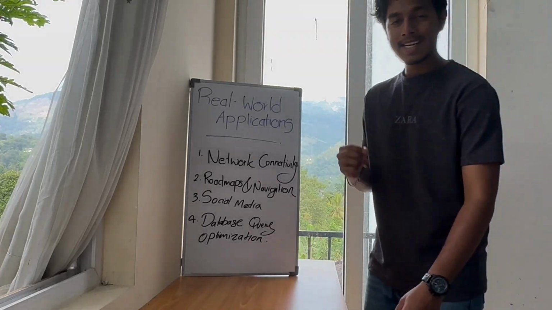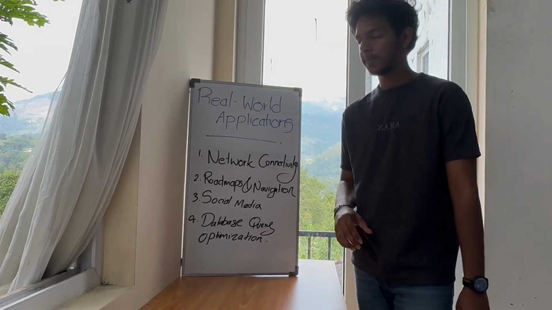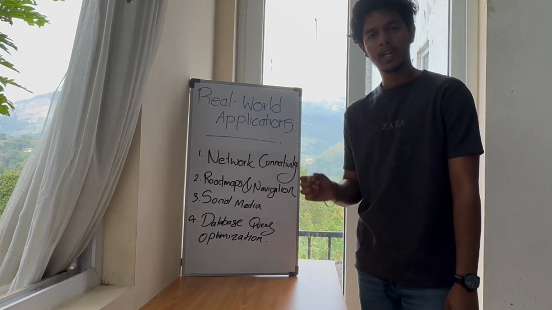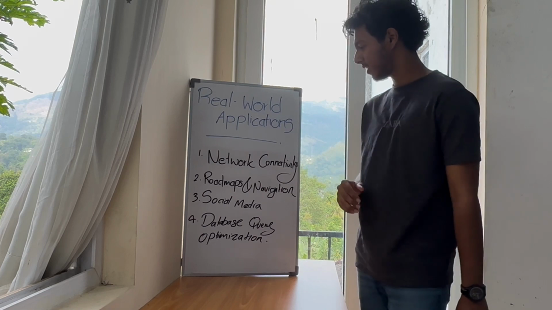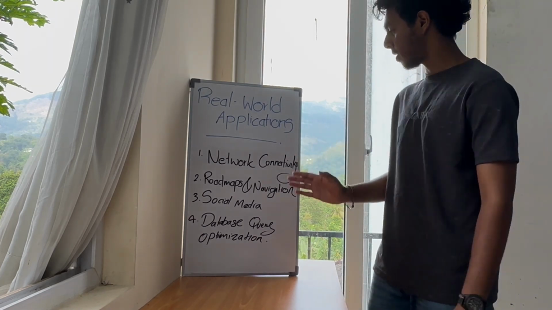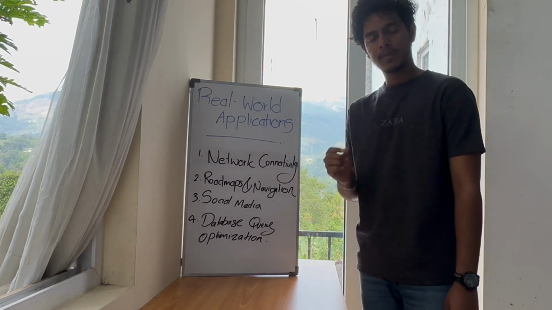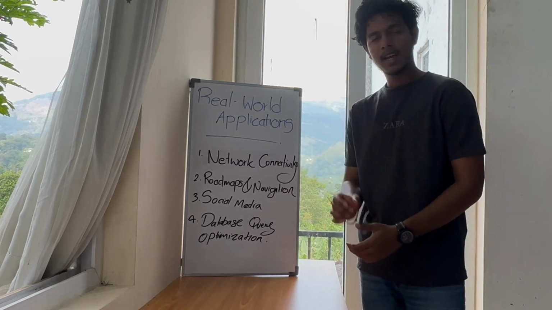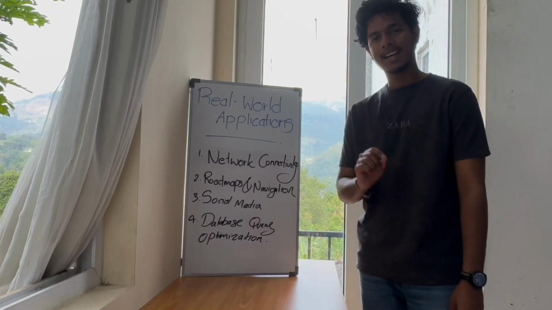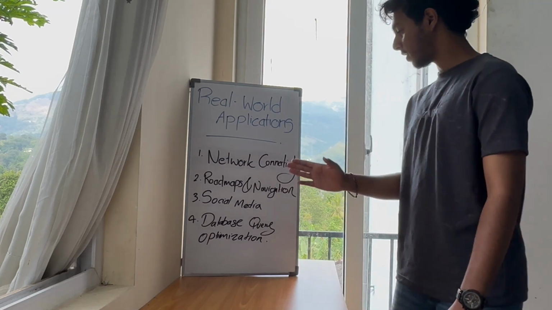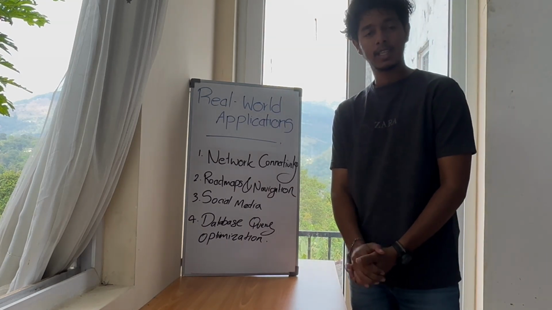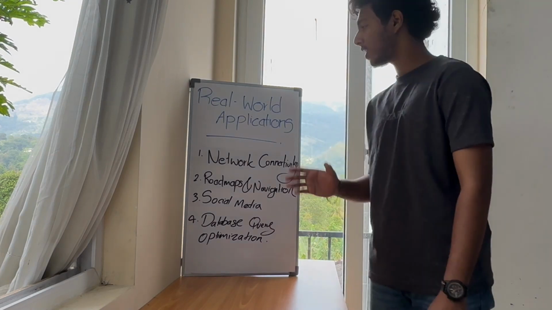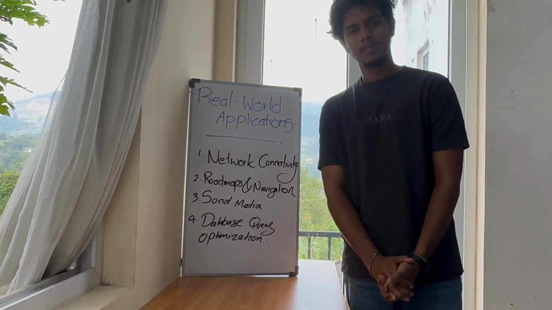Now let's discuss the real-world applications of Warshall algorithm. The first one is network connectivity, finding if a computer in a network can communicate with another. The second one is road maps and navigation, determining if you can travel between two cities. And the third one is social media, identifying if two users are connected through mutual friends. And the last one is database query optimization, determining the relationships in a relational database. Those are the real-world applications of Warshall algorithm.